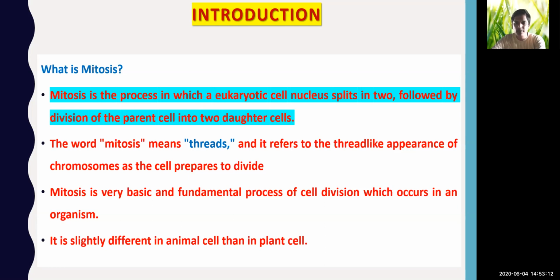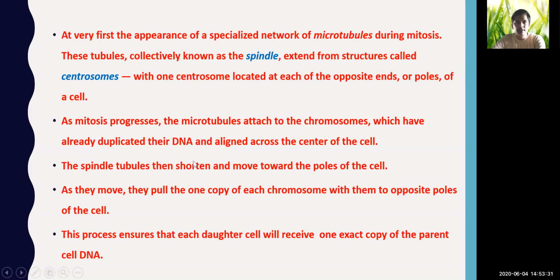The phenomenon is different because in plant cells there is an absence of centrosomes, and in animal cells there is a presence of centrosomes, which leads to the radiating centriole spindle fibers. So at the very first, the appearance of a specialized network of microtubules during mitosis, these tubules, collectively known as spindle or spindle fibers, extend from structures called centrosomes, with one centrosome located at each of the opposite ends or poles of the cell.